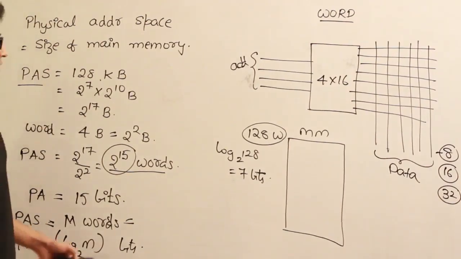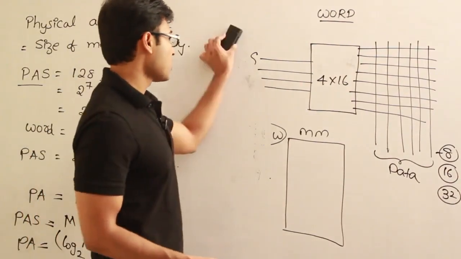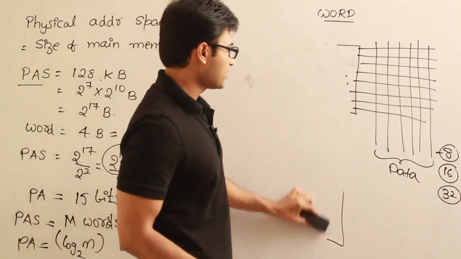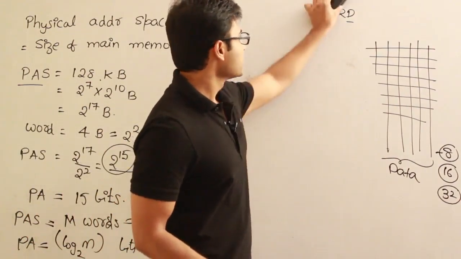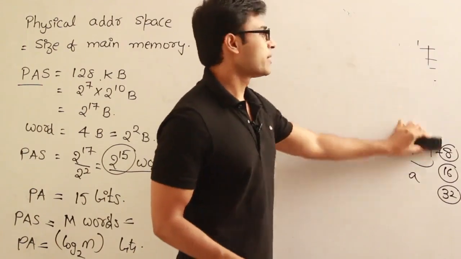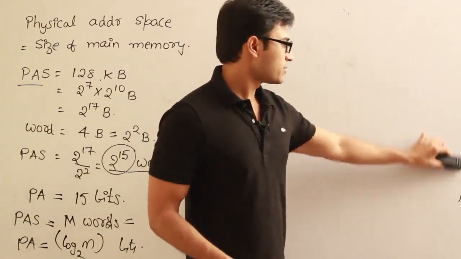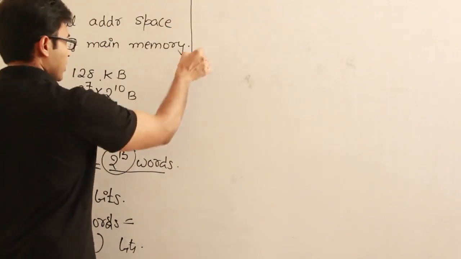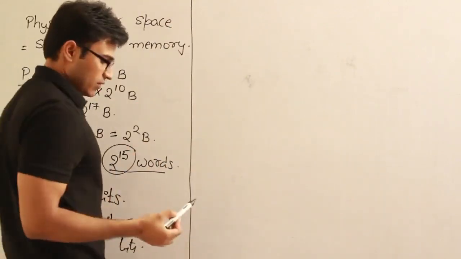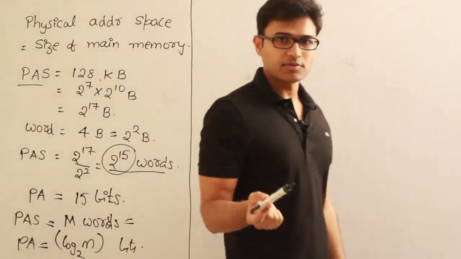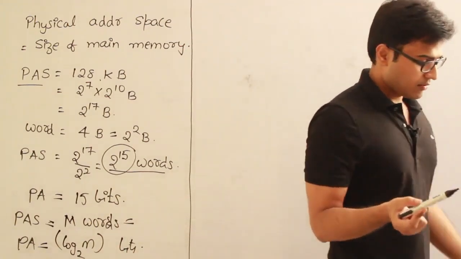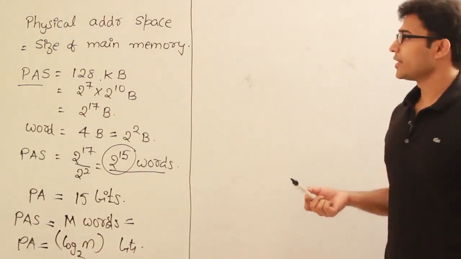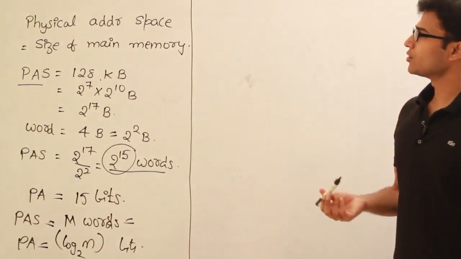And similarly, there is one more concept which is called logical address space. So logical address space is nothing but the size of the process. So what is physical address space? Size of the memory, main memory. Logical address space is the size of the process. Why is it important? Because sometimes your process might be smaller than your physical address space, or your process might be larger than the physical address space, right? And we have to take care of both of them.